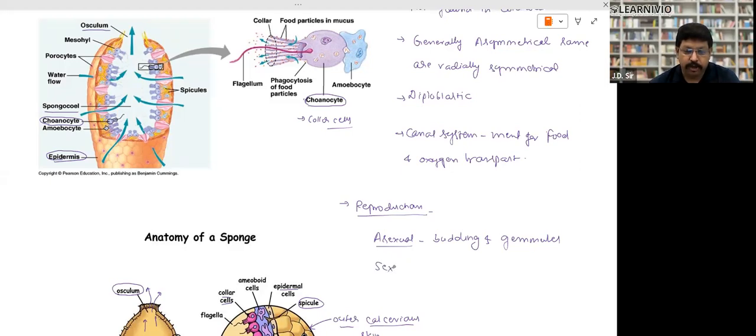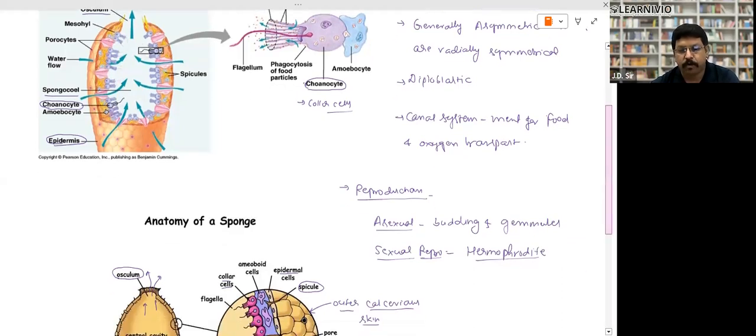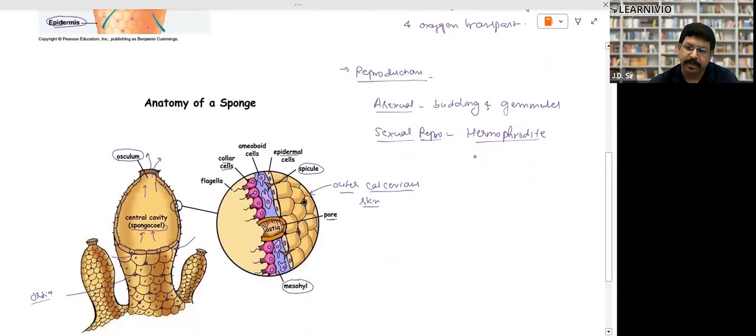And then sexual reproduction also takes place. In sexual reproduction, they are hermaphrodite. What does it mean by hermaphrodite? The sexes are not separate. Yes, both sexes are found in the same body, right? They are hermaphrodites. The same sponge will have male and female sex organs, right? And fertilization is internal, they can fertilize themselves.